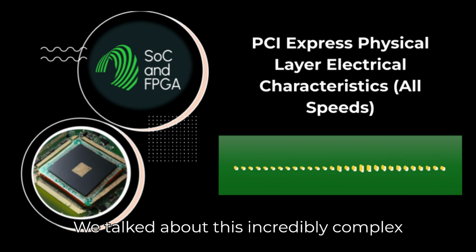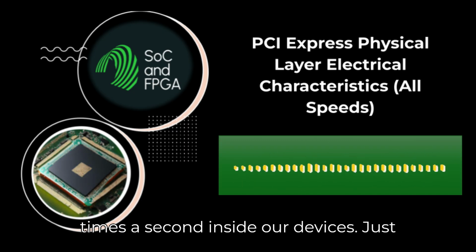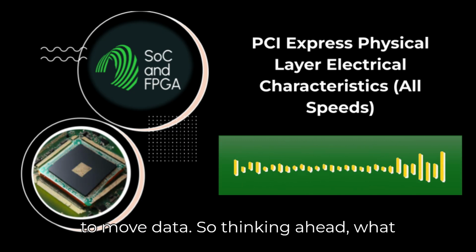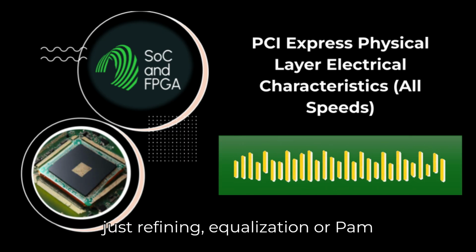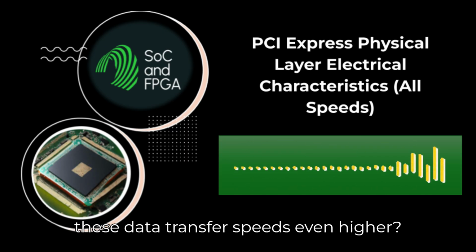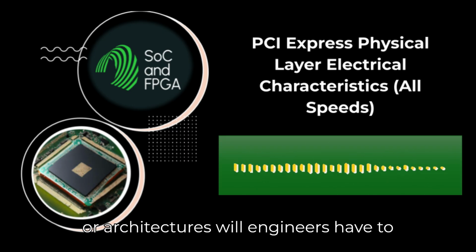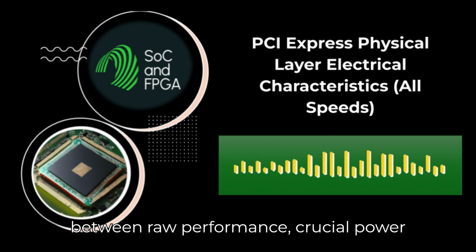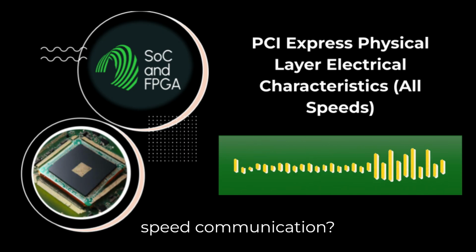We talked about this incredibly complex electrical ballet happening billions of times a second inside our devices just to move data. So thinking ahead, what other fundamental shifts, maybe beyond just refining equalization or PAM signaling, might be needed to keep pushing these data transfer speeds even higher? What new physics or perhaps new materials or architectures will engineers have to wrestle with to maintain that balance between raw performance, crucial power efficiency, and the absolute necessity of signal integrity in the future of high-speed communication?